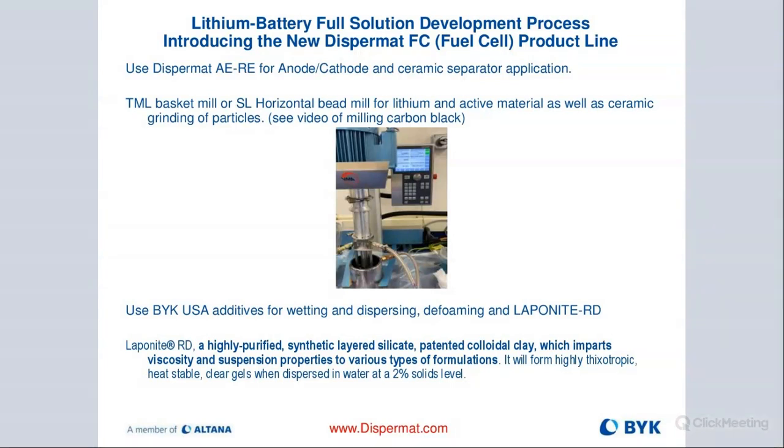Big USA has a variety of additives that go into these formulations to improve the wetting as well as dispersing. In fact, they also have a variety of defoamers, if you want to use that, or you could use the vacuum that also pulls out the air really nicely if you want to keep that out of your formulation. And one of the additives is the Laponite RD. That's an additive that they sell for various types of formulations.